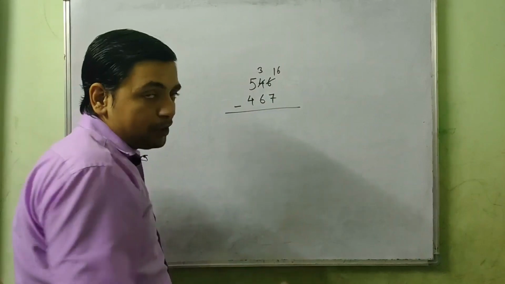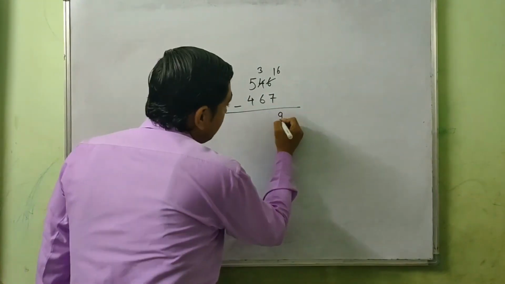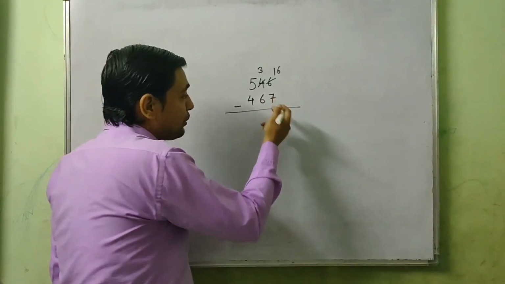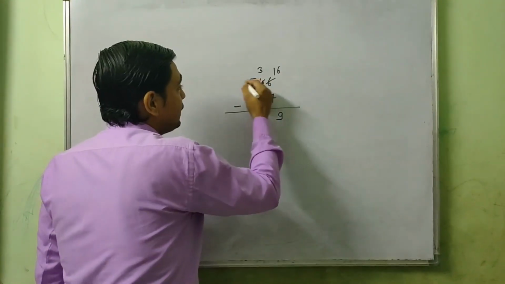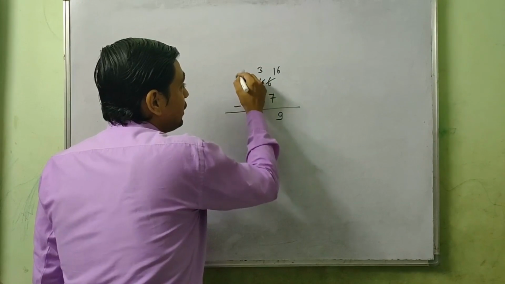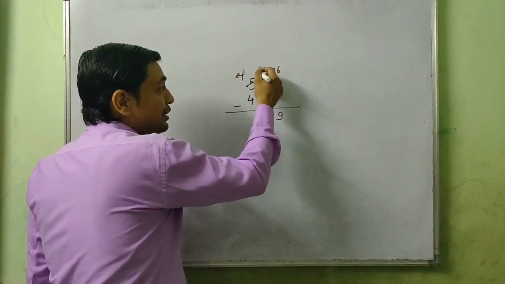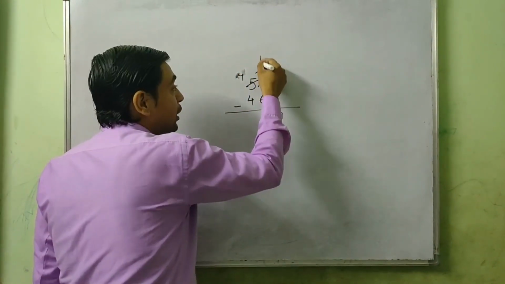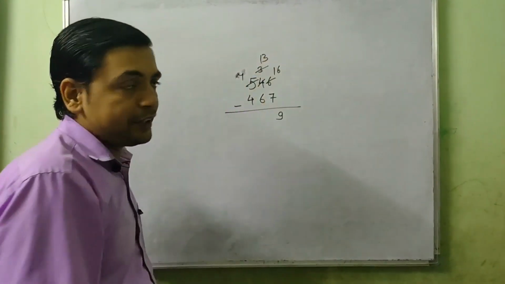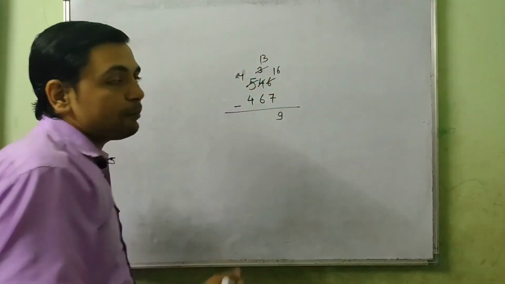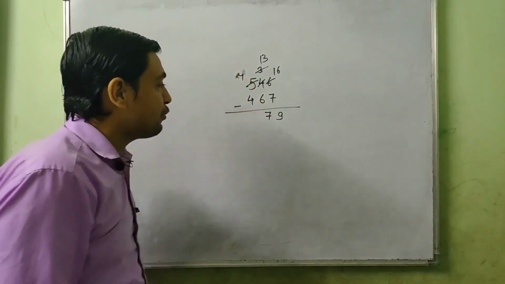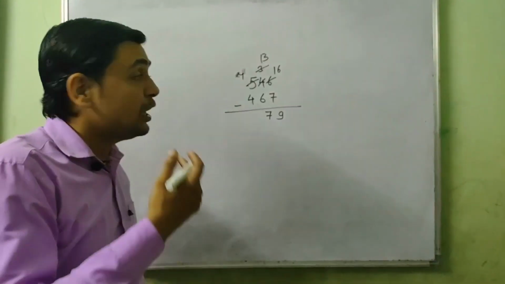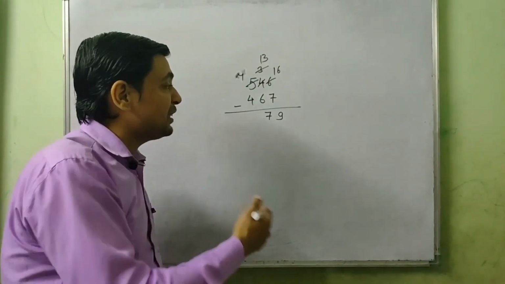So what would be the output? 9. Fine. Now again, if you want to subtract 6 from 3, that is not possible, so again you will borrow. This will become 4, and 1 will come here, and 3 will not become 4, 3 will become 13. So 1 is simply added in front of it, and then 6 is subtracted from 13, and definitely it will become 7. Now 4 subtracted from 4 is 0, so 79. So 467 subtracted from 546 is 79.